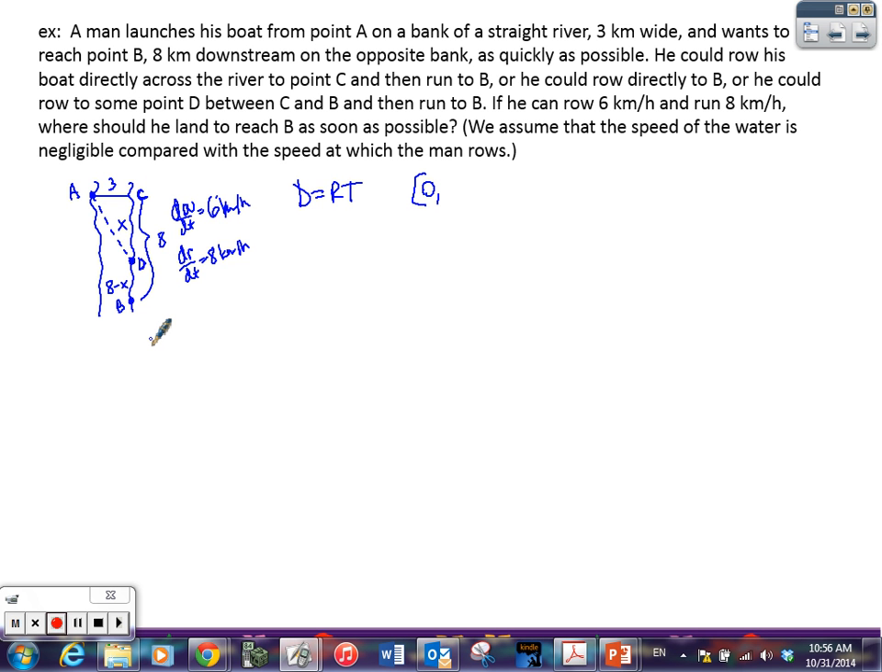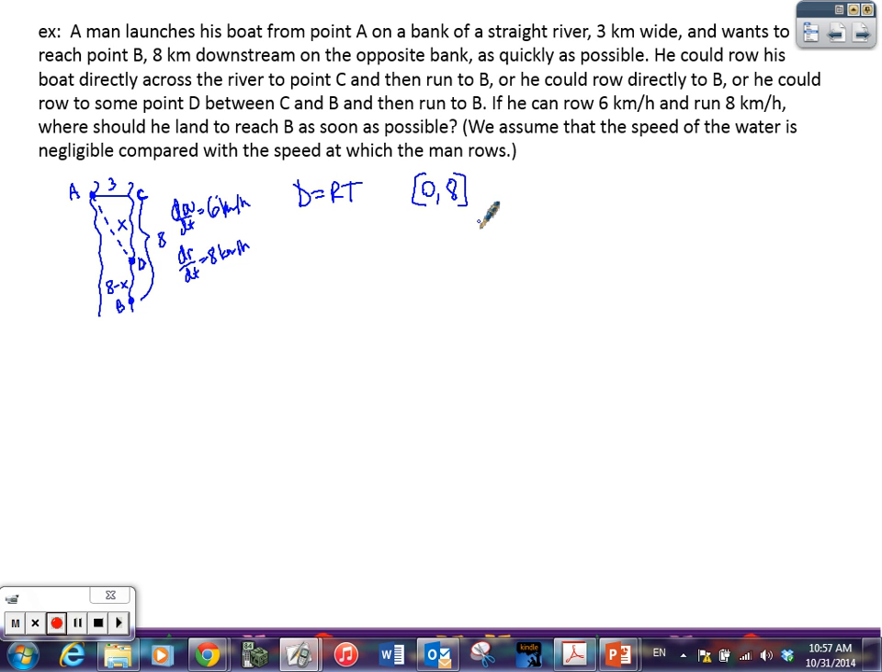Okay? What if he rows straight to B? What would my x value be? It would be 8. This distance right here. If this moved all the way down here, my x value would be 8, right? My x value would be 8. And so this deals with the other extreme that they wanted us to check out, if he rows the whole way and doesn't ever run, that would be this one.